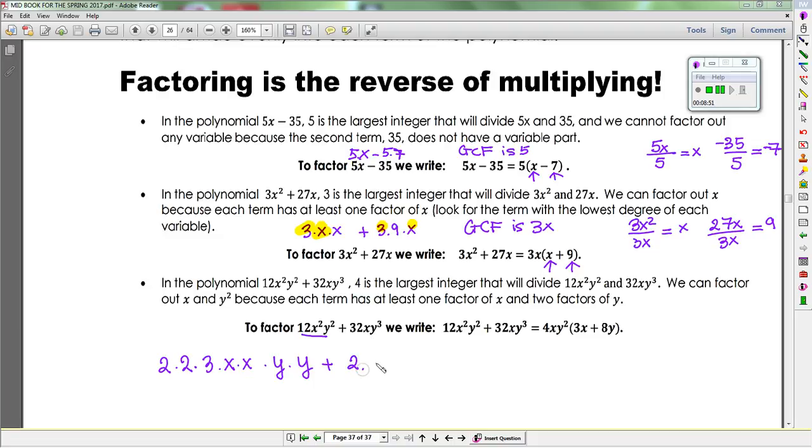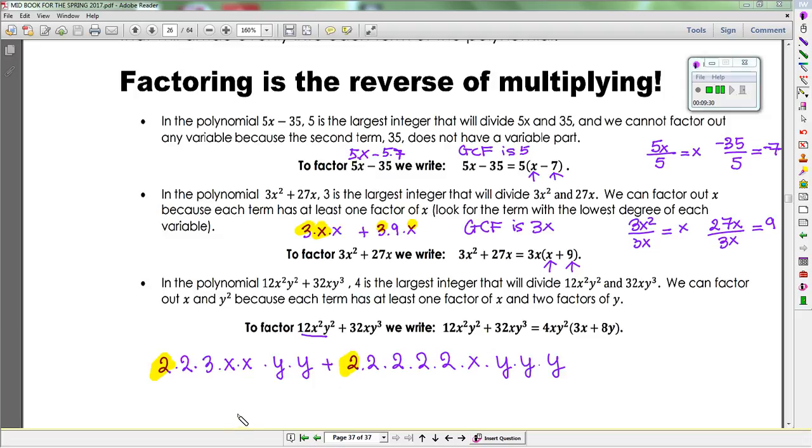Again, for 32, I'm going to factor into prime factors: 2 times 2 is 4, times 2 is 8, times 2 is 16, times 2 is 32. And then times x, and y to the power 3 is y times y times y. When you factor, you take the smallest degree. So now I'm going back to see what they have in common.